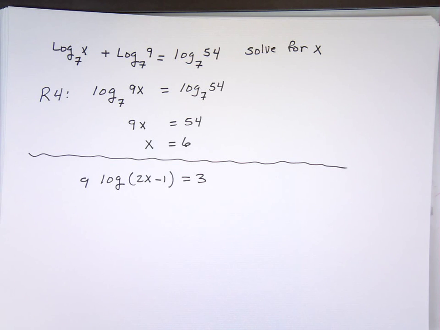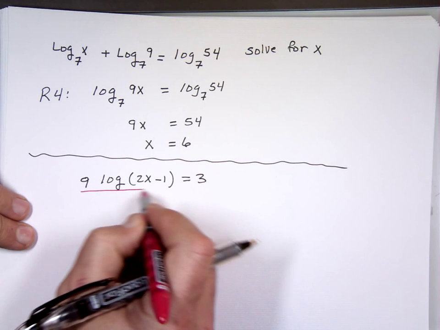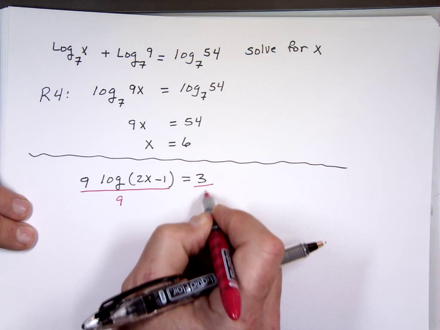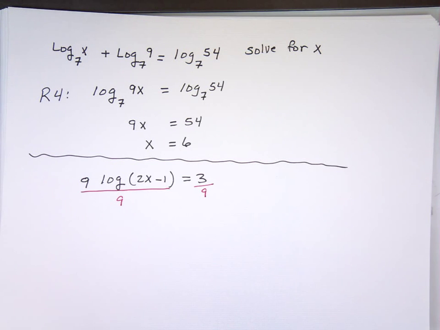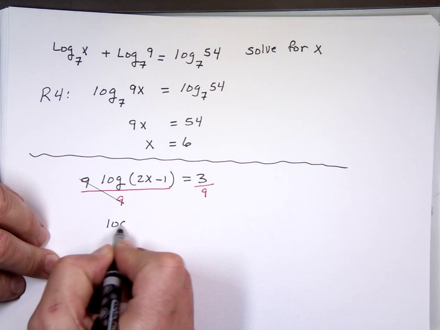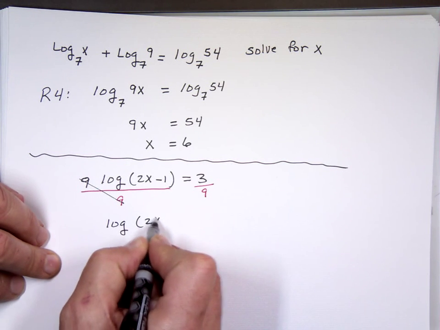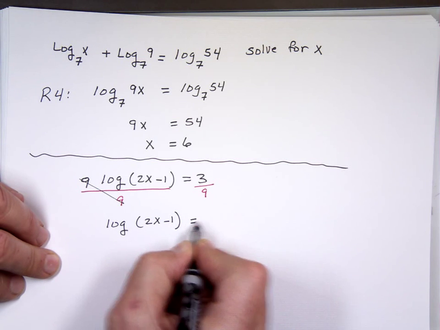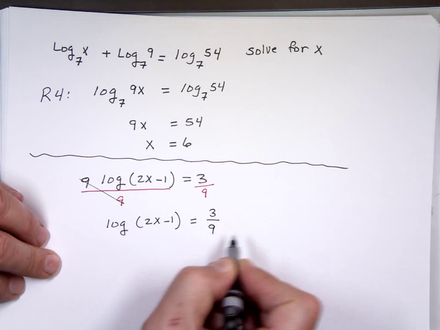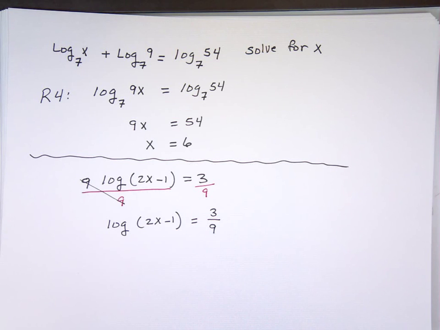Again, remember what I said: when you have a number, you always want to isolate the log. So you've got to divide by what? Let's divide both sides by 9. So you have the log only on one side. What do we do now?